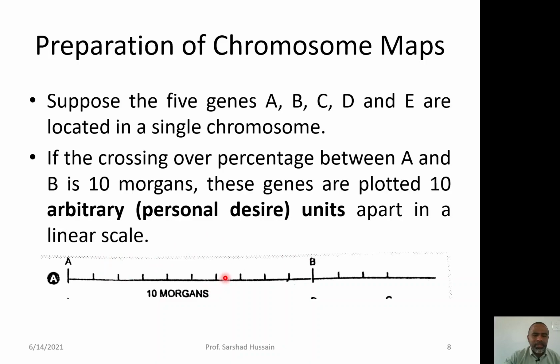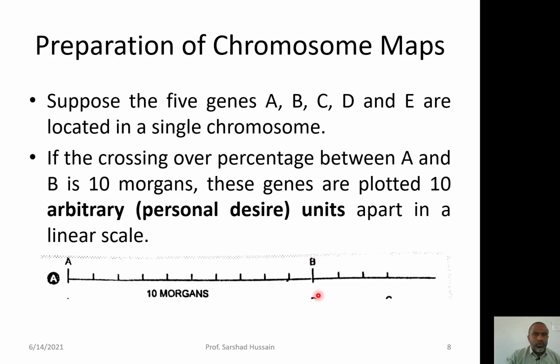Since it was 10%, arbitrary unit means it is your personal choice, your personal observation, your personal thinking, how large a unit you will take into consideration. Say for example, here 1, 2, 3, 4, 5, 6, 7, 8, 9, 10, 10 units apart, because the 10% recombinant percentage was there between A and B. So, A is placed 10 units apart from B, and this is the distance.